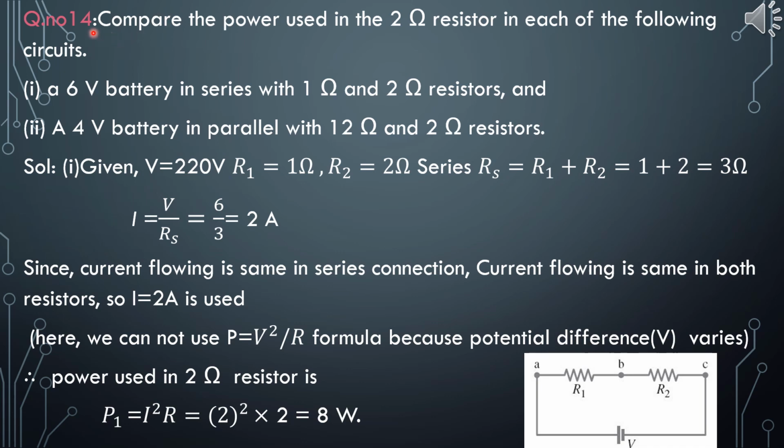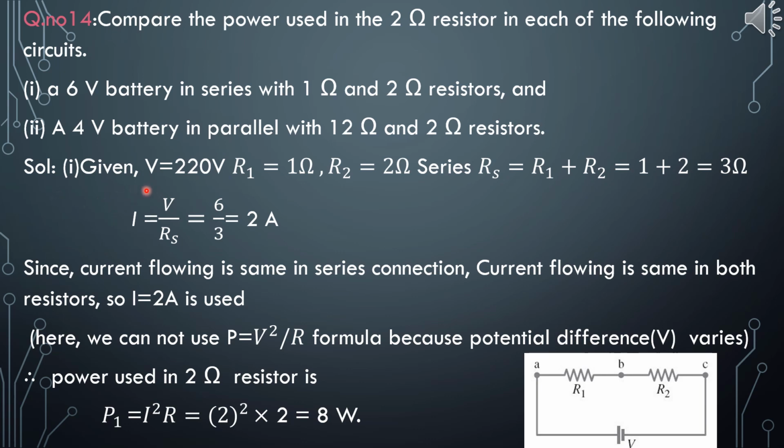Question number 14. The question is, compare the power used in the 2 ohm resistor in each of the following circuits. And first one is given, a 6 volts battery in series with 1 ohm and 2 ohm resistors, and a 4 volt battery in parallel with 12 ohm and 2 ohm resistor. Solution. First write the given, children.